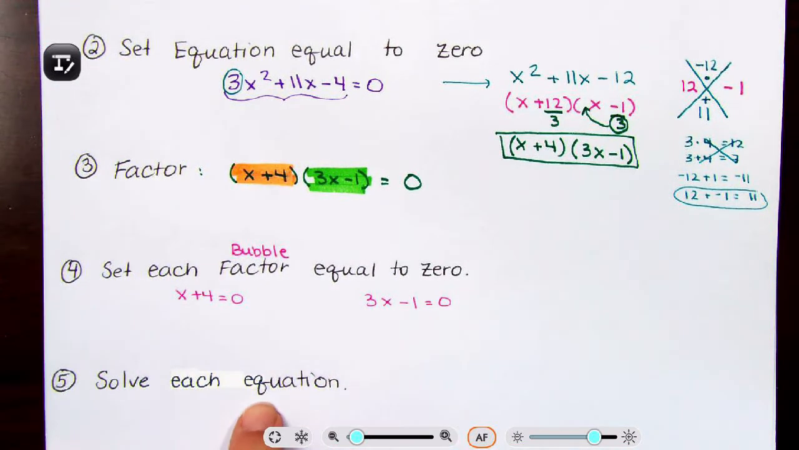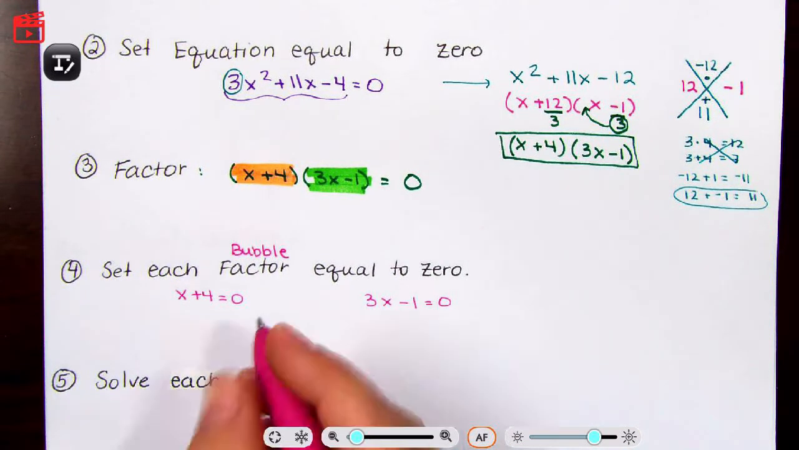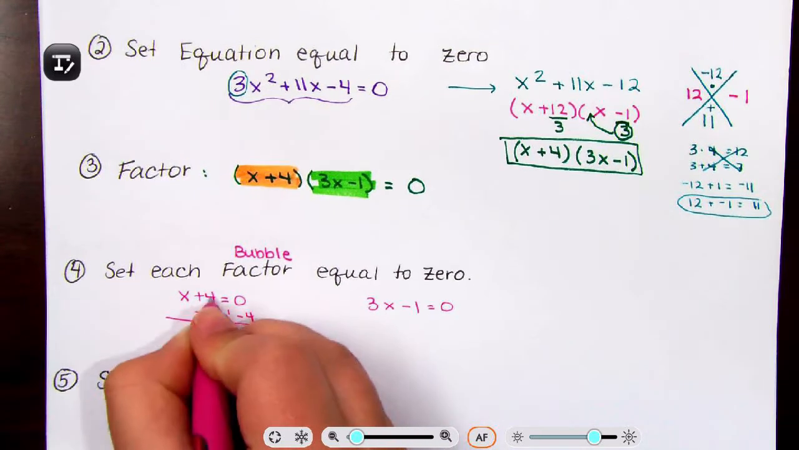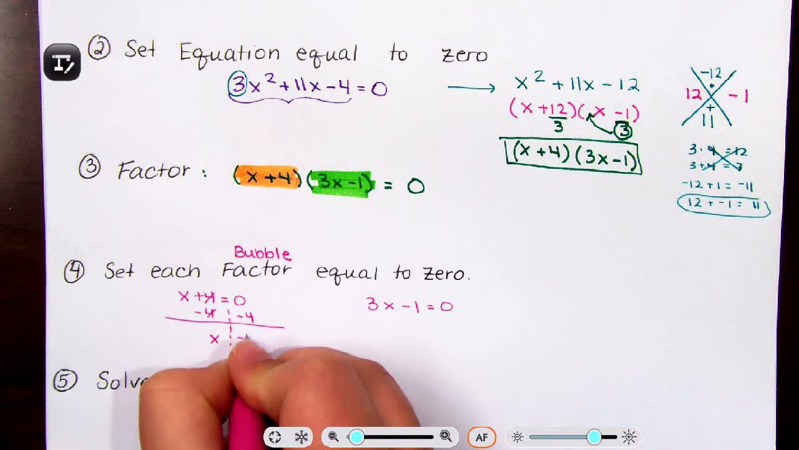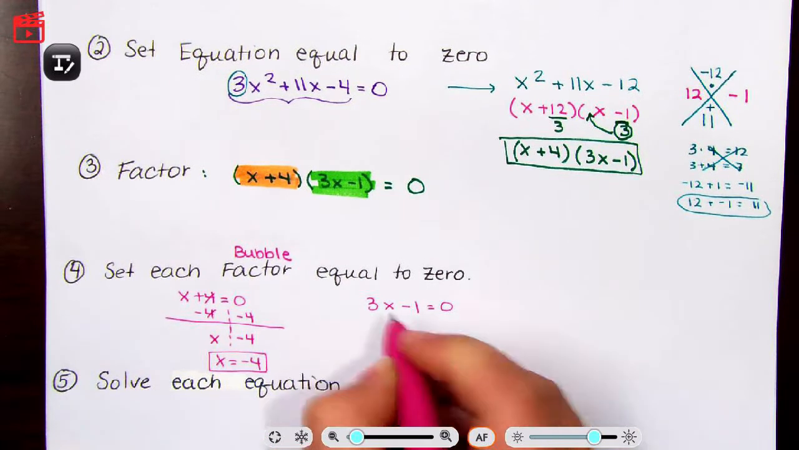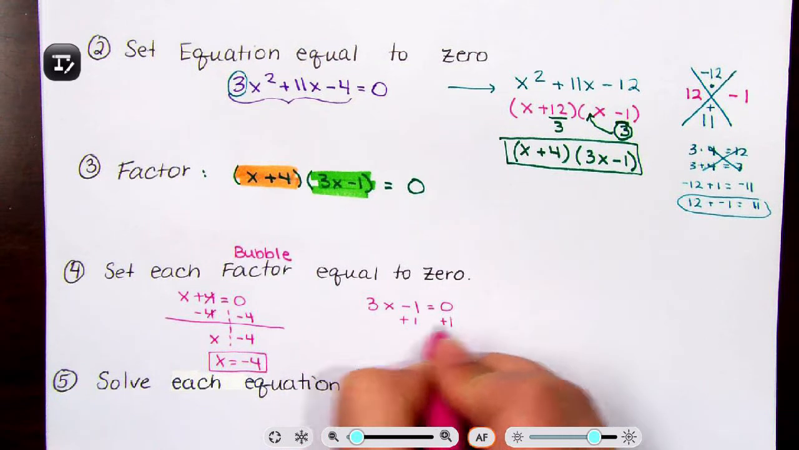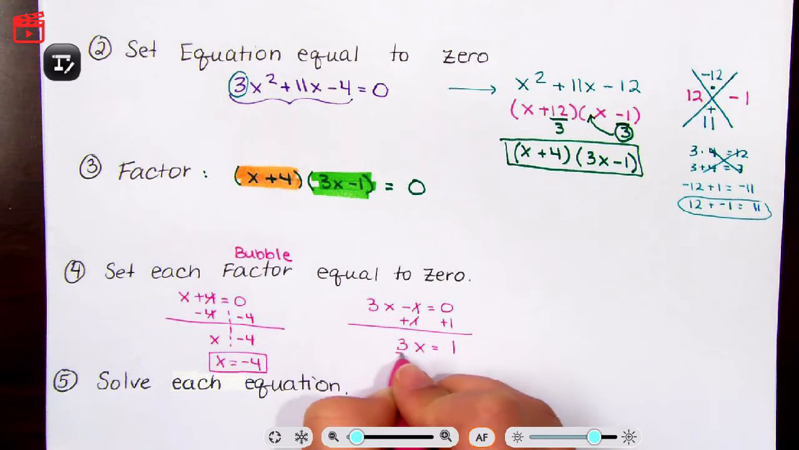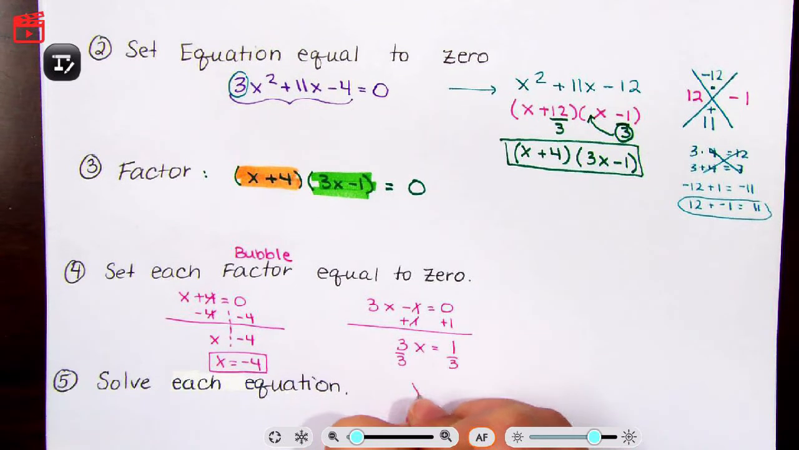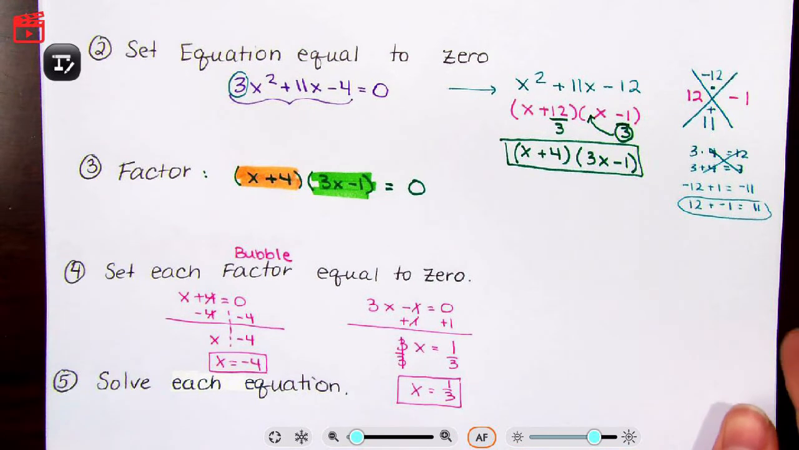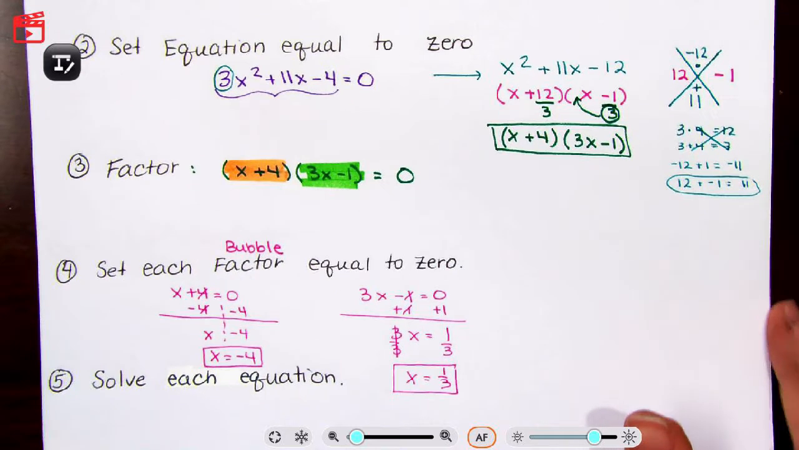Now, step number 5 is asking us to solve each equation. So let's do that. I'm going to subtract 4. So I have x is equal to negative 4 for the first one. And I have plus 1 on both sides. I have 3x is equal to 1. Divide by 3, divide by 3. X is equal to 1/3. And there you have it. You have solved this quadratic equation using factoring.